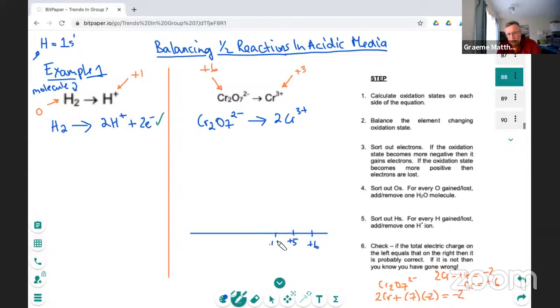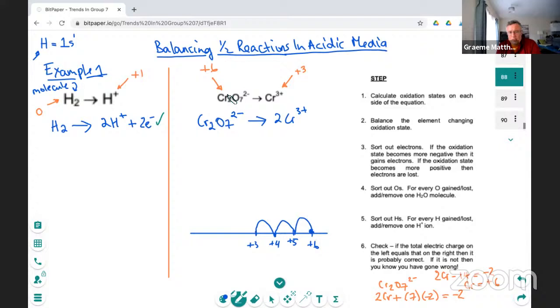Sometimes when you're beginning, it's good just to see a graphic, right? So look, I'm here at +6, and I've gained 1, 2, 3 electrons to go from +6 down to +3. So I'm going to add the electrons on the left-hand side. How many electrons do I add?